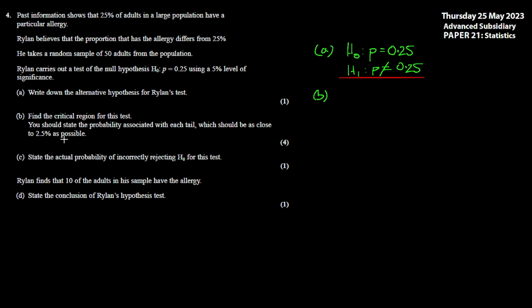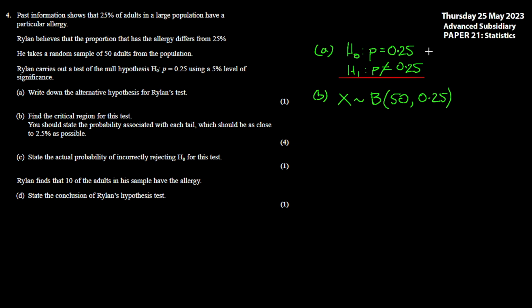So in part B, we've been asked to find the critical region for this test. So what distribution have we got? People either have an allergy or they don't. So the random variable x can be described as a binomial distribution. He's taken a sample of 50 people, and the probability of anybody having an allergy is stated as 0.25. This is the null hypothesis that would create a binomial distribution such as this. This is what should happen.